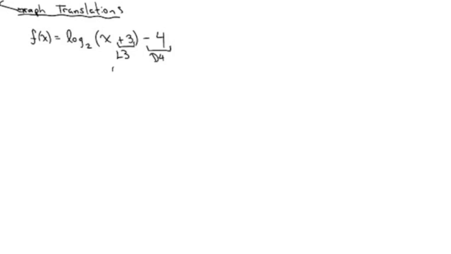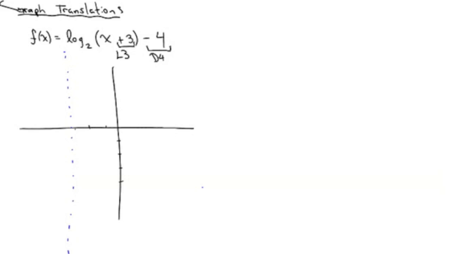So left 3, down 4. 1, 2, 3. 1, 2, 3, 4. I highly suggest you get those reference axes in there. Otherwise, things look really weird. Why are we doing that? Because I need to shift it the right way. Everything has to be shifted left 3 and down 4. The entire graph. So this is where the origin used to be.